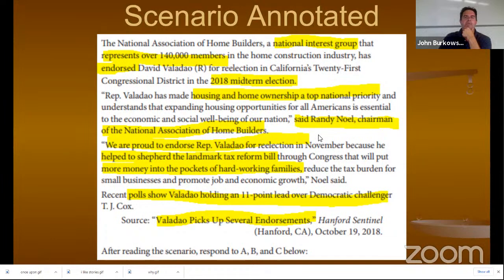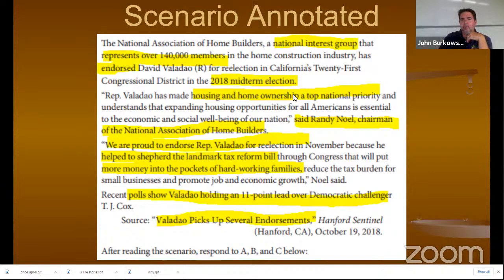So I know what this is saying. National interest group. Keyword. Represents 140,000 members. That's a lot. Endorsed. I like that word. Endorsed. Is it an action? In this particular case, you might want to highlight Republican. See, 2018 midterm election. Maybe that's a key situation.